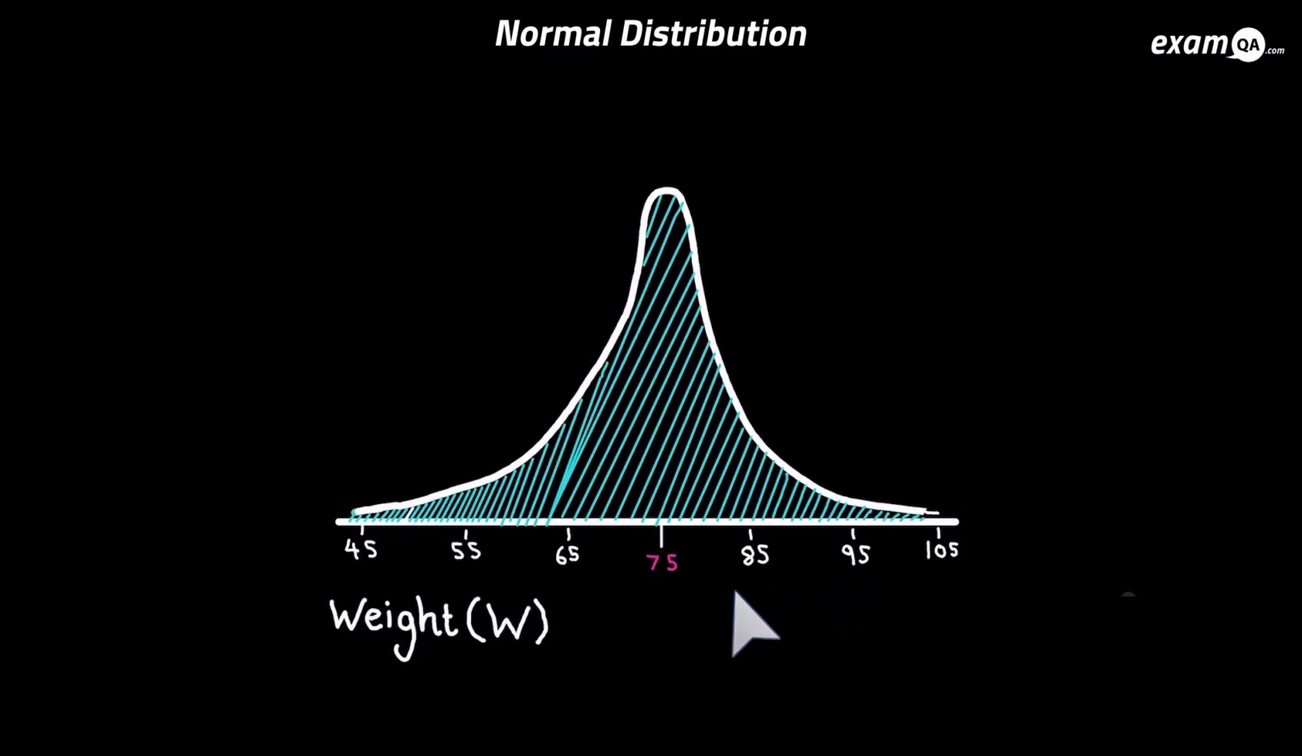So here I've got a different variable on the x-axis. I've got weight. And weight is of course also a continuous variable. And of course, you should also be able to say the mean is 75 for weights because the 75 is in the middle and of course has the highest likelihood because it's got the largest amount of area above it.